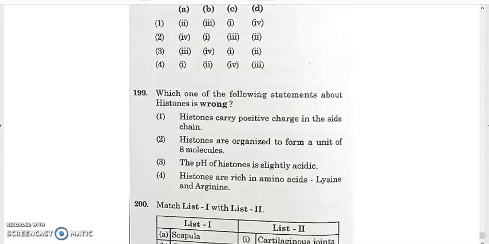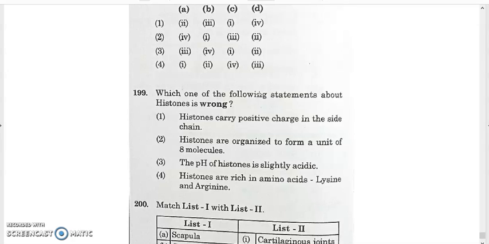Histones are organized to form a unit of 8 molecules. The pH of histones is slightly acidic. Histones are rich in amino acids lysine and arginine, so which is the wrong statement? Histones carry positive charge in their side chain. Histones are organized to form a unit of 8 molecules. Yes, histones form the octamer. There are two types of histones, core histones and linker histones. Core histones are H2A, H2B, H3 and H4, and together they form the histone octamer. So histones are organized to form a unit of 8 molecules.